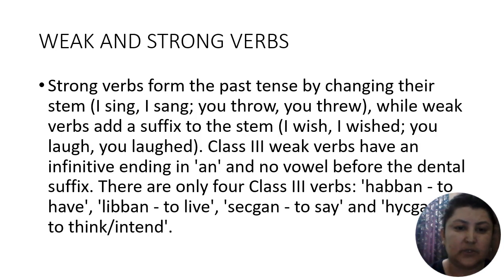Weak and strong verbs. Strong verbs form the past tense by changing their stem: I sing, I sang; you throw, you threw. Weak verbs add a suffix to the stem: I wish, I wished; you laugh, you laughed. Class 2 weak verbs have an infinitive ending in -ian and no vowel before the dental suffix. There are only four classes: the verbs habban, to have; libban, to live; secgan, to say; and hycgan, to think, intend.